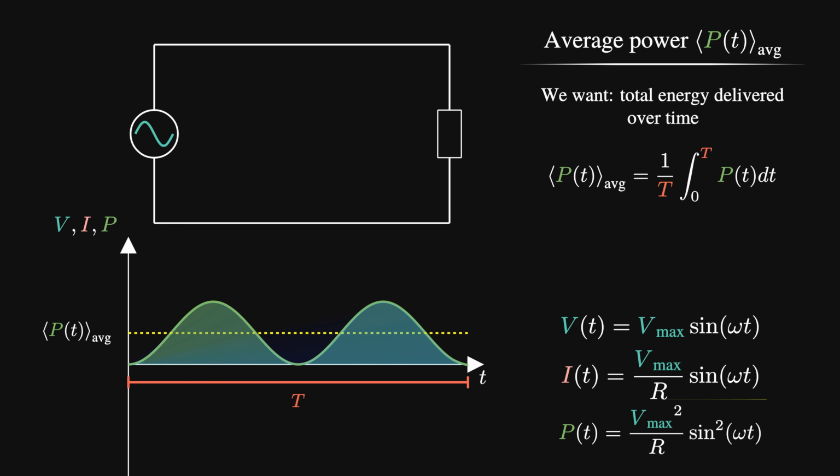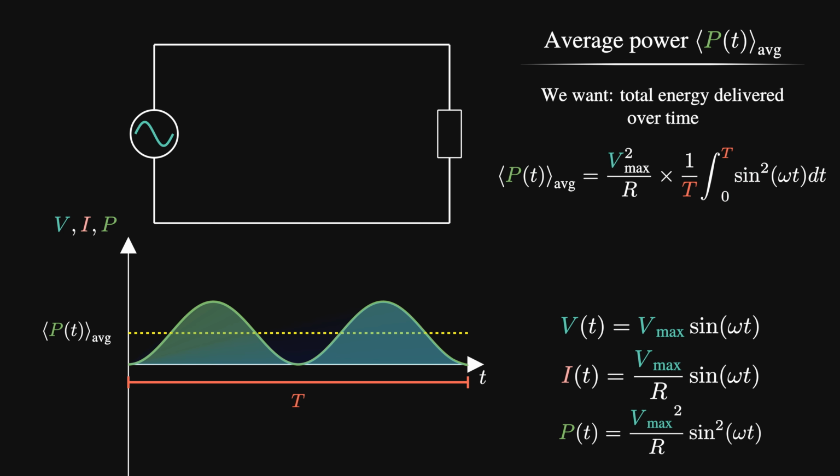Substituting in our power equation and moving the constants out to the front of the integral, we get this expression, which involves the integral of sine squared omega t. I won't show this full derivation here, so if you want to try and solve this yourself, feel free to pause the video. Upon evaluating this integral, which is a standard mathematical result, and multiplying by 1 over T, we get exactly 1/2.